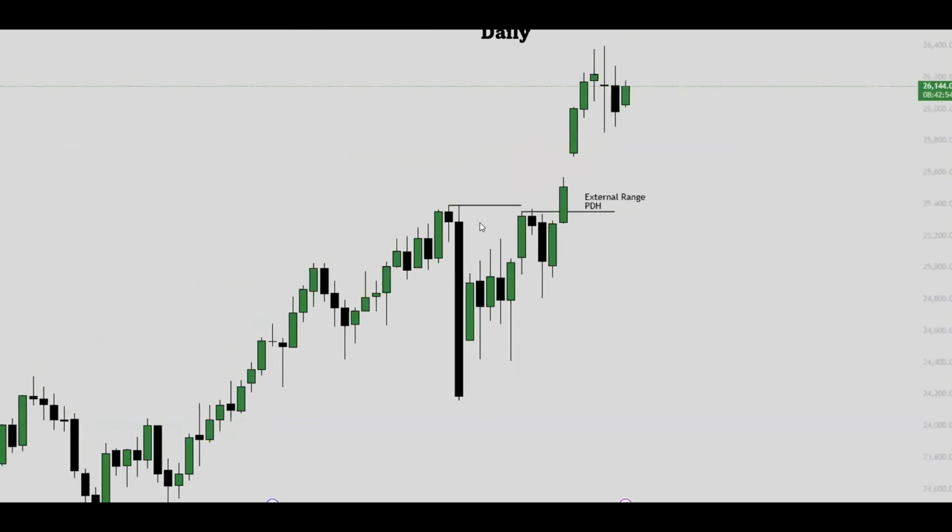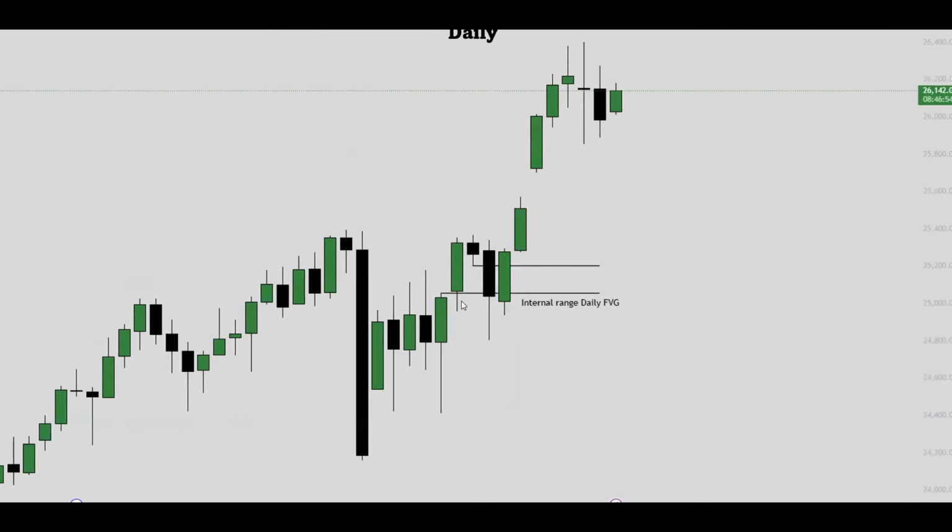If I go back on the daily, you can clearly see you would actually mark out the daily fair value gap here. So do you see where my mouse is? Not here, here. Why? Because we have a gap. This closed here, this opened here. So this is your whole fair value gap. Oh, that's considered a gap too. Yeah, yeah.